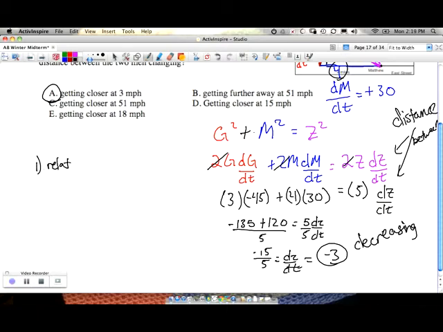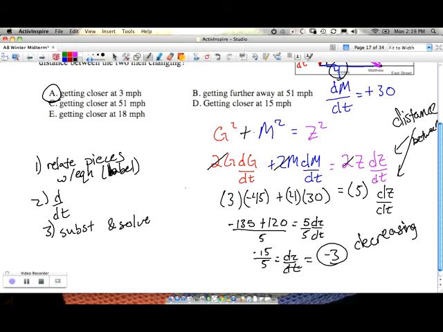Now I know I kind of raced through that, but the general idea is, one, you have to relate the pieces with an equation, which requires that you label everything. Second, we have to do the d/dt. And the third thing is to substitute the pieces you know and solve for what you don't know, or what they're asking you to find.